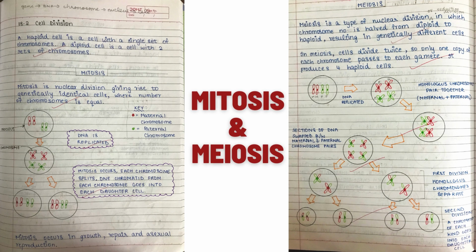A haploid cell is a cell with a single set of chromosomes, whereas a diploid cell is a cell with two sets of chromosomes.